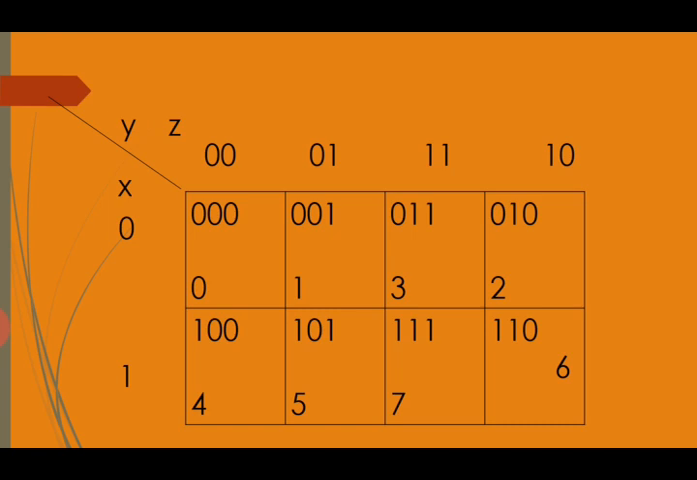Alright, now we move to the next row where the value of x is 1, and the binary combinations for y and z are still the same, that is 0 0, 0 1, 1 1 and 1 0. And due to this, the first column in the second row has the combination 1 0 0, so it produces the decimal number 4.